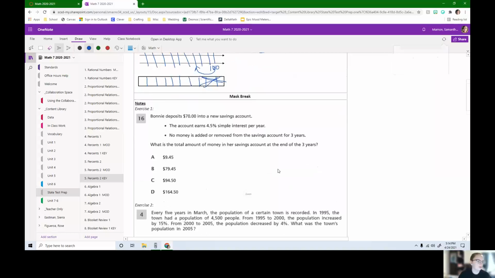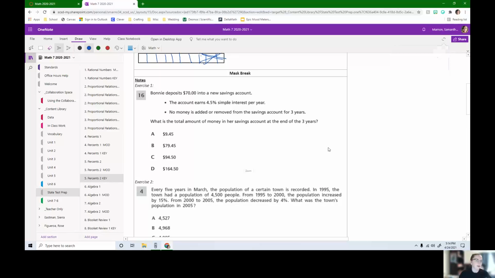Okay, for our notes, we have a couple of multiple choice questions. So exercise 1: Bonnie deposits $70 into a new savings account. The account earns 4.5% simple interest per year. No money is added or removed from the savings account for 3 years. What is the total amount of money in her savings account at the end of 3 years? So pause this video, see if you can figure this one out on your own.